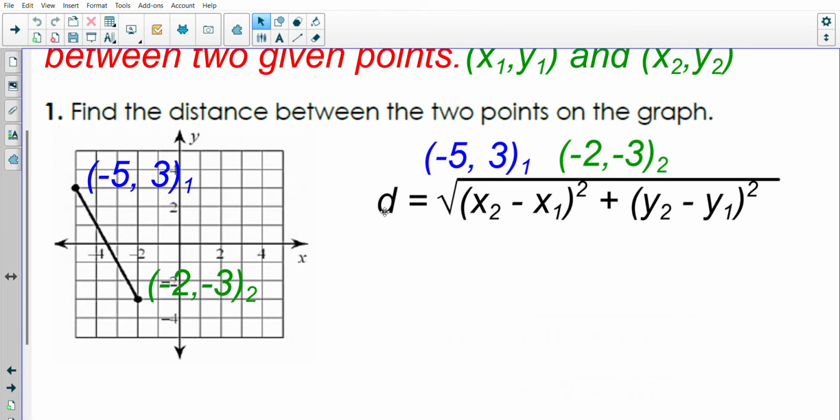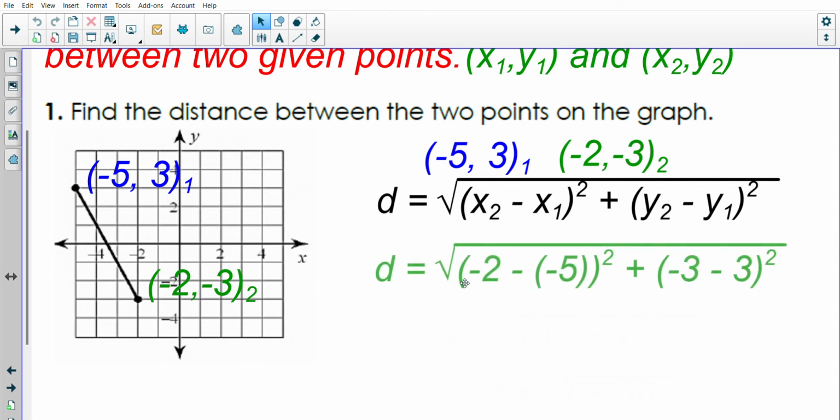The distance formula states that the distance is equal to the square root of the difference of x2 and x1 squared plus the difference of y2 and y1 squared. So let's go ahead and plug our ordered pairs in. When we do so, we've taken the x value out of the second ordered pair and we're going to subtract from it the x value of the first ordered pair. We've done the same thing with the y values. We plugged in y sub 2 first and we're subtracting from it y sub 1.